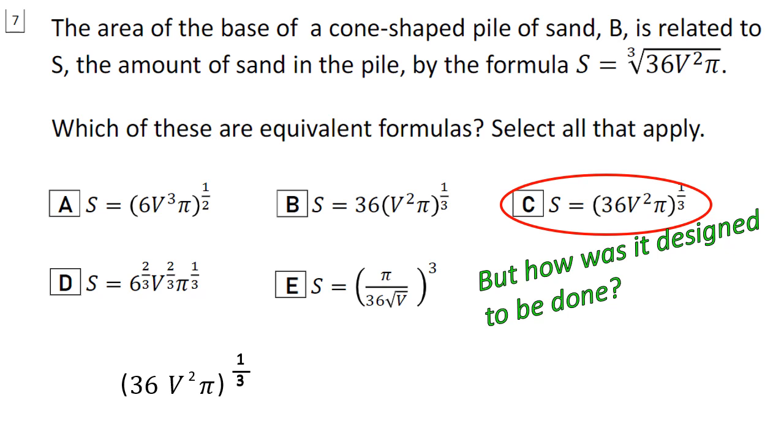Or we could distribute the exponent, as we're more common to do, which means everything gets that 1/3. The 1/3, v to the 2/3, pi to the 1/3. That looks an awful lot like D, but not quite the same. What's the difference? Well, D says 6 to the 2/3. This says 36 to the 1/3. But what is 36? 36 is 6 squared. And if I change out that 36 for a 6 squared, they're equivalent.